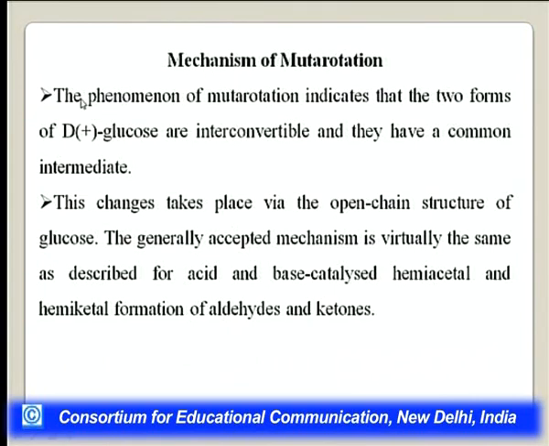Now, the mechanism part. The phenomenon of mutarotation indicates that the two forms of D-glucose, alpha and beta, are interconvertible and have a common intermediate, that is the open chain structure. This change takes place via the open chain structure. The generally accepted mechanism is virtually the same as that described for the acid and base catalyzed hemiacetal and hemiketal formation of aldehydes and ketones. If you remember, while discussing aldehydes and ketones, we discussed in detail how we can form acetals, hemiacetals, hemiketals or ketals from aldehydes and ketones.